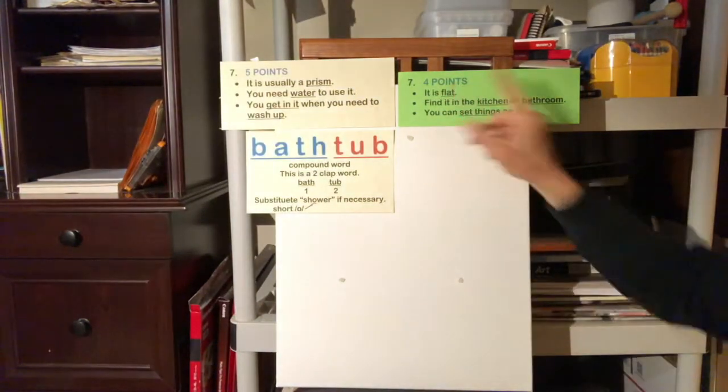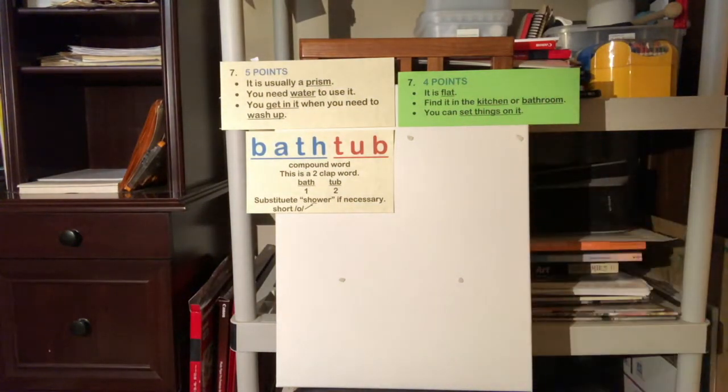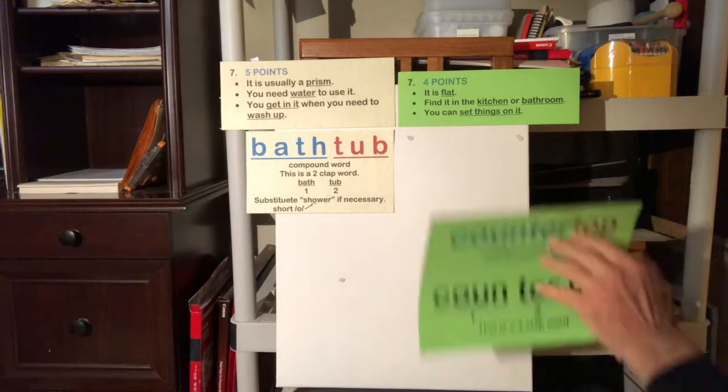And you're probably thinking of a 2-clap word. But I'm going to give you a little clue here. This isn't a 2-clap word. It's a 3-clap word. So let me show you what the word is. Flat. Find it in the kitchen or the bathroom, and you can set things on it.